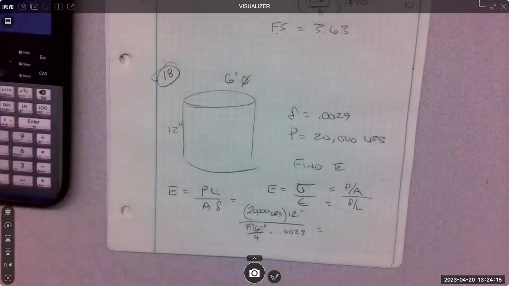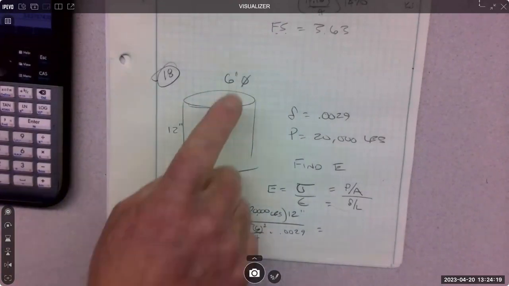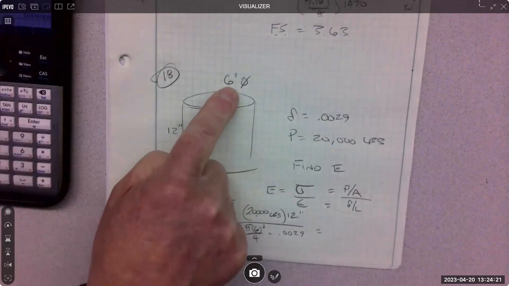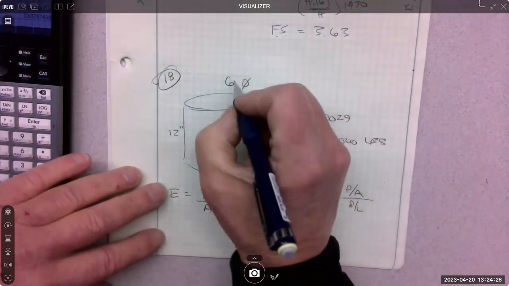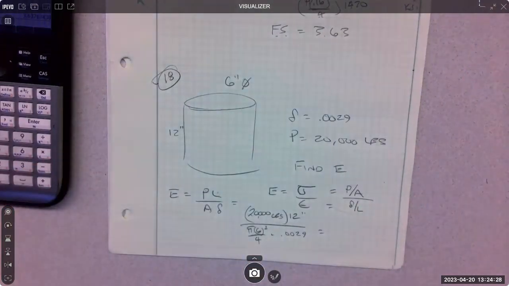Adjusted to 36 to keep everything in inches, or is that not right? This is 6 inches. Oh, okay. Sorry, my scribbling. Did I misread that? Let's verify. Yeah, 6 inch in diameter.